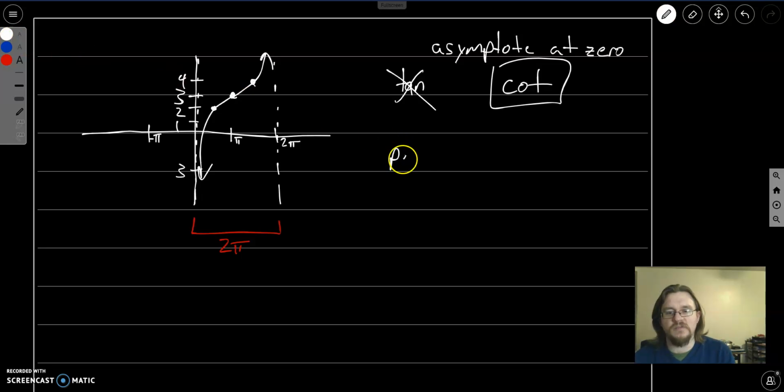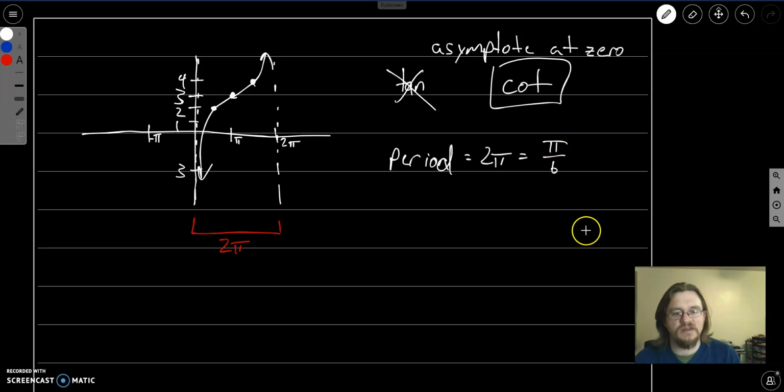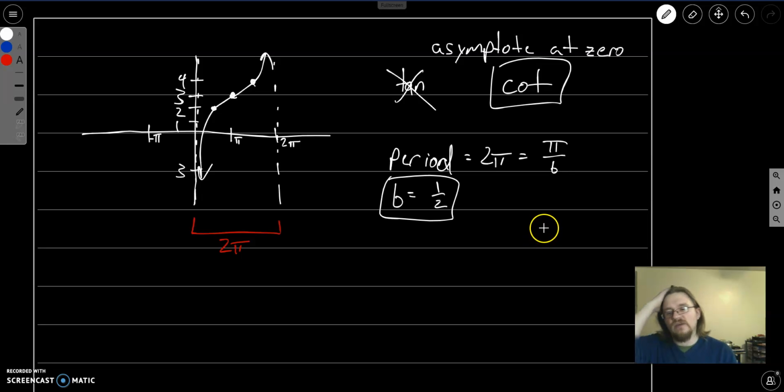So the period, which is equal to 2 pi, is going to be pi over b. So by solving for b here, we get that b is going to be equal to 1/2. Okay. So now we have to figure out a and c.